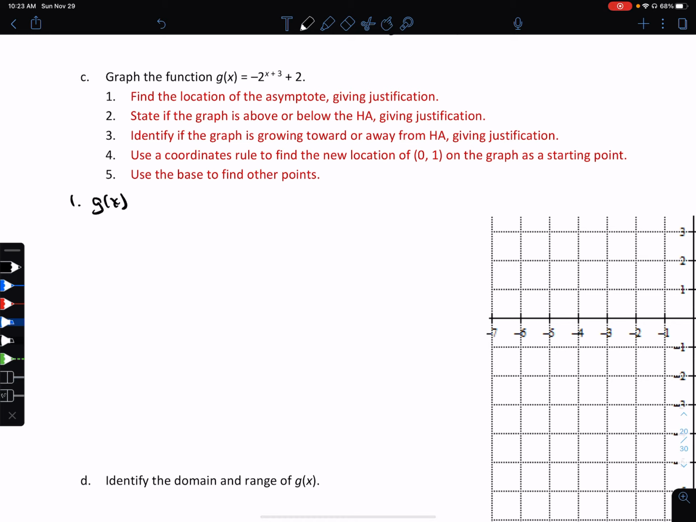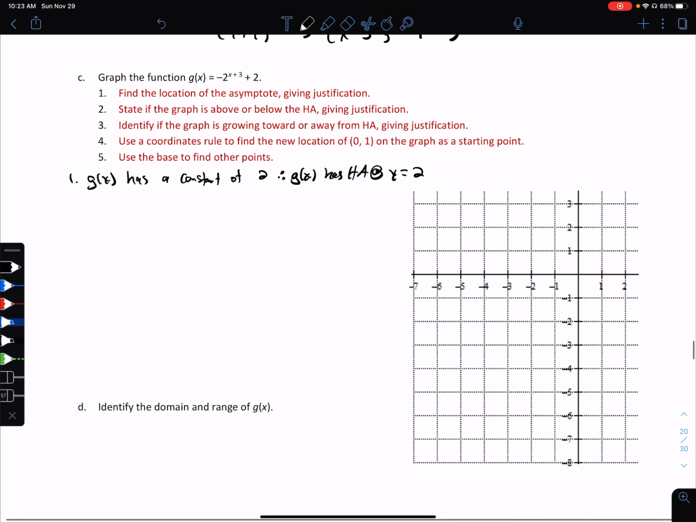G of x has a constant of 2. Therefore, g of x has a horizontal asymptote at y equals 2. Let's graph that little fella.